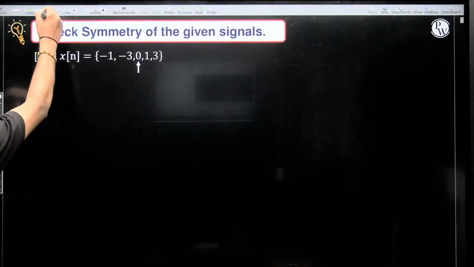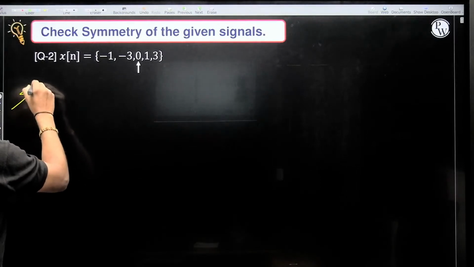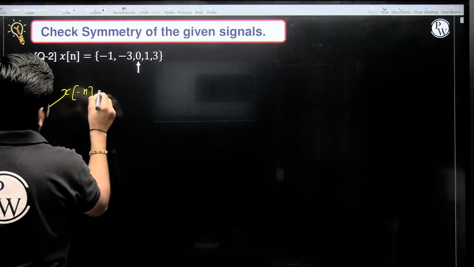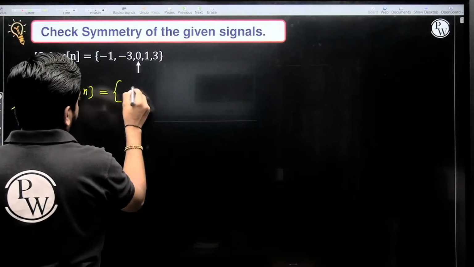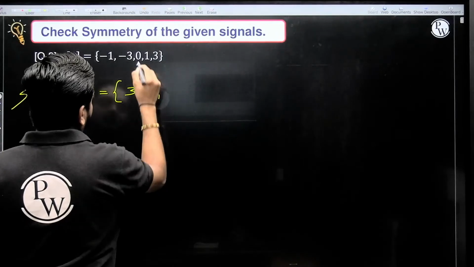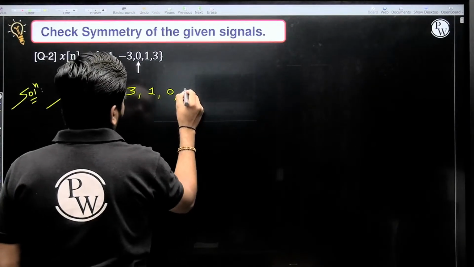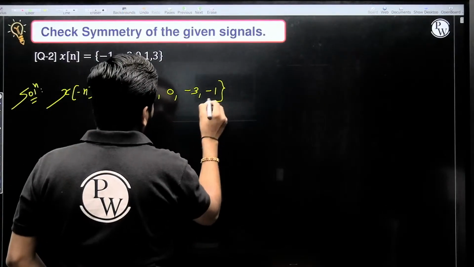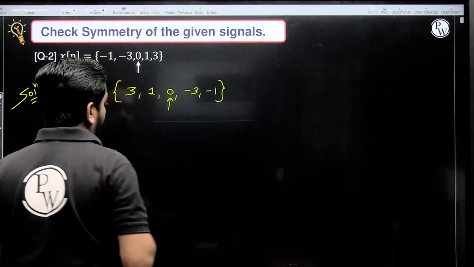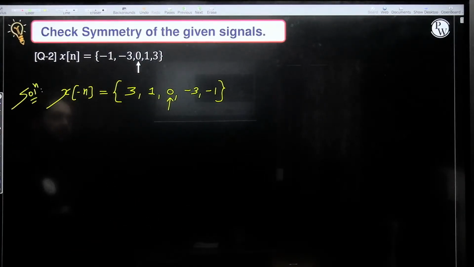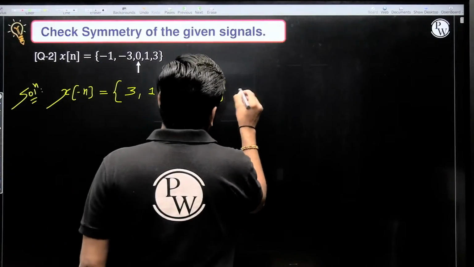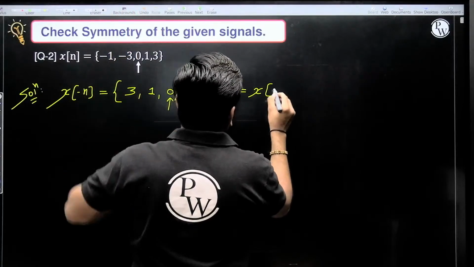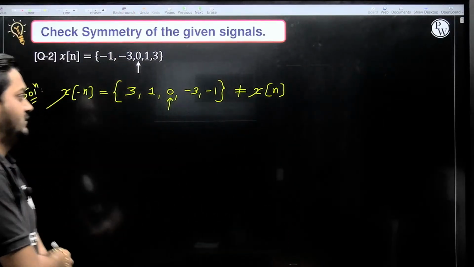Now the next question, guys. Check the symmetry of this signal. Again, n becomes minus n, starting from last. So 3, then 1, then 0, then minus 3, then minus 1. This is the time reversal operation. This is not equal to x of n, so there is no even symmetry. It is not an even signal.